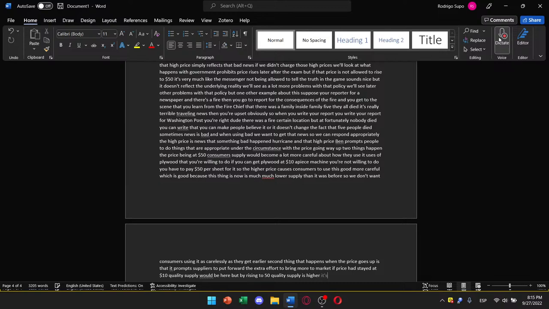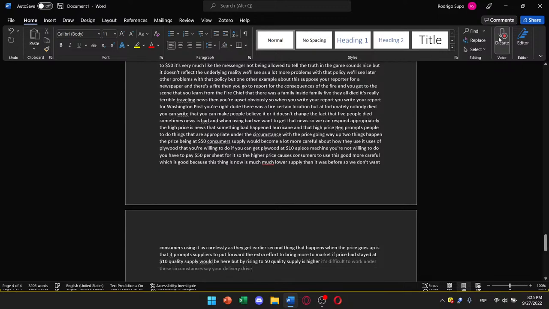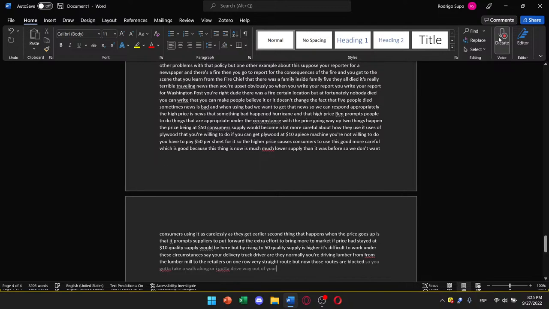It's difficult to work under these circumstances. Let's say you're a delivery truck driver. Normally you're driving lumber from the lumber mill to the retailers on one route, a very straight route. But now those routes are blocked, so you have to drive way out of your way. It costs you more to do that, more time, more fuel. You're only going to undertake that more costly route if you get paid more to do it. That higher price pays you more to do it.